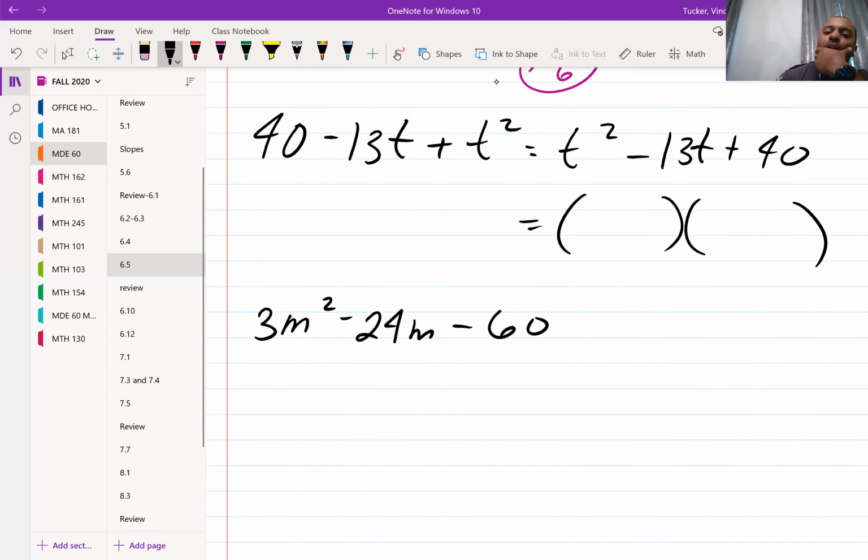All right, so here we have t and t. Both of our signs are supposed to be negative. And we need our factors of 40 that will add together, because we have the same sign, to give us 13. That's 8 times 5.